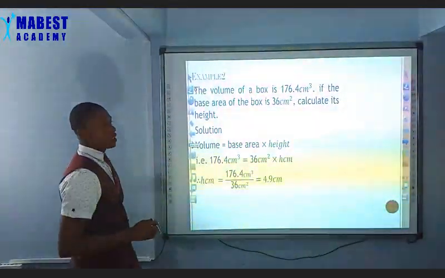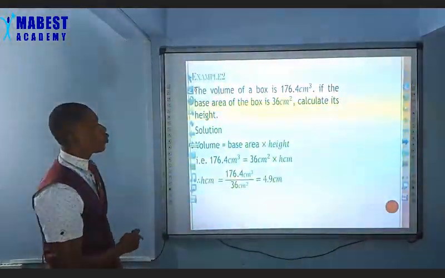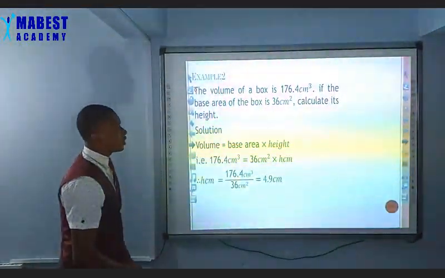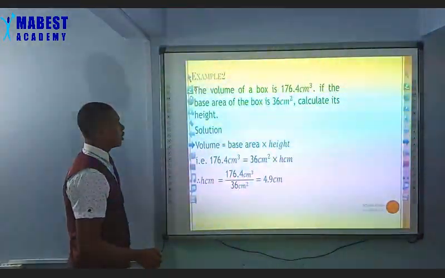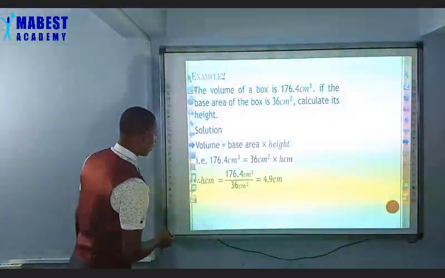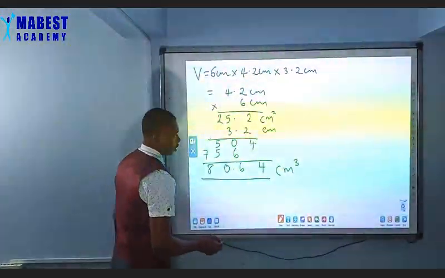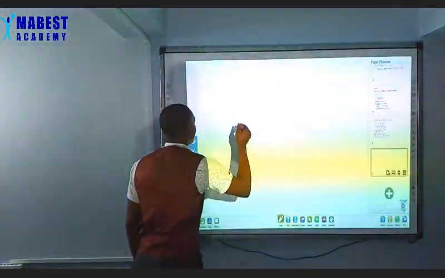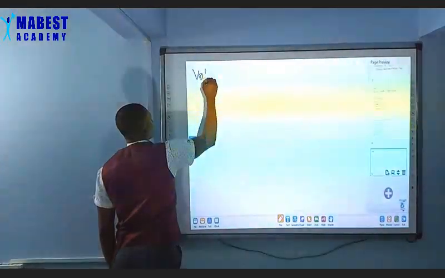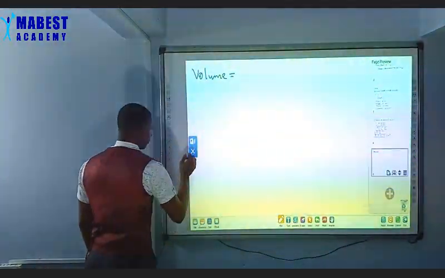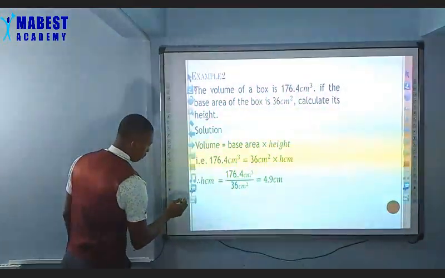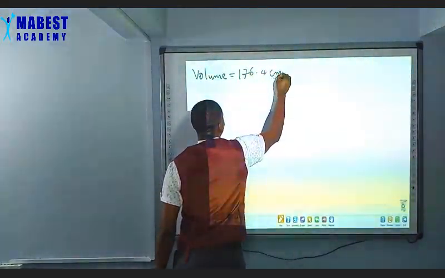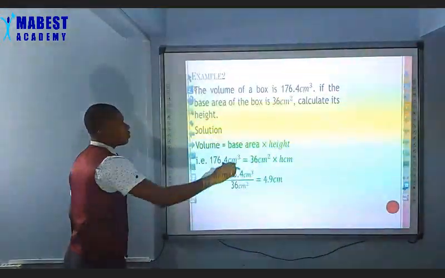Now example 2. It says the volume of a box is 176.4 centimeter cube. If the base area of the box is 36 centimeter square, calculate its height. Let's pick a fresh page. Now the question says that we have the volume to be 176.4 centimeter cube.